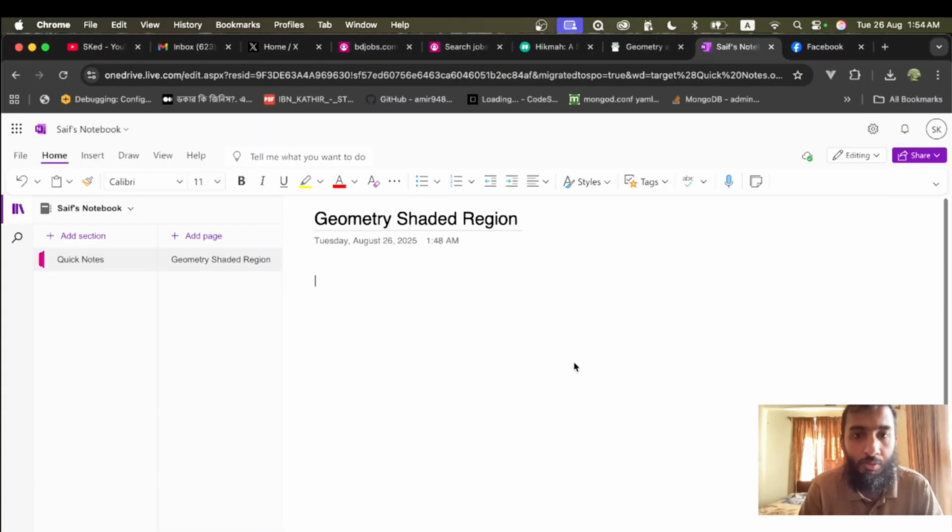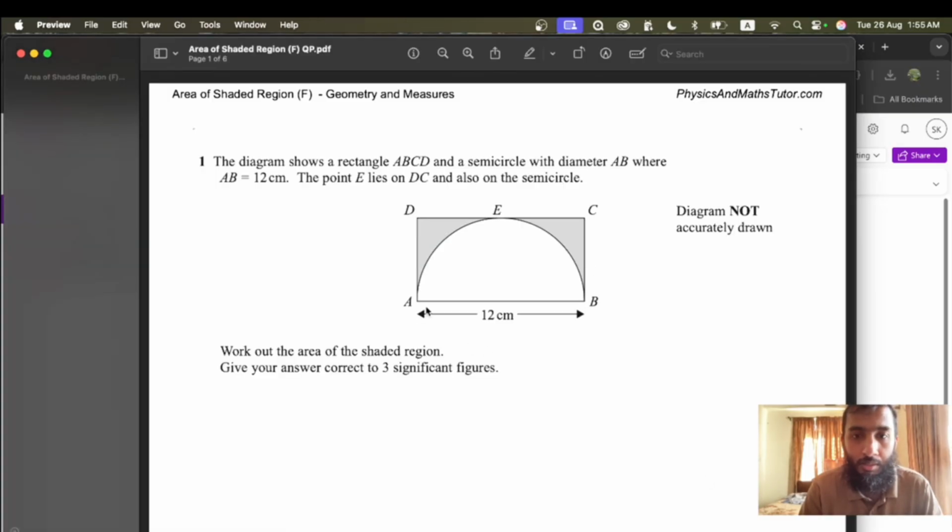So how can we figure it out? We know that the formula of a rectangle is length multiplied by width. We have the length 12 centimeters. What is the width? If this is a semicircle, then this is the radius, so the width would be equal to the radius. What would be the radius? Half of 12, right? This is a radius, this is also a radius, so the radius would be half of 12, which is 6.